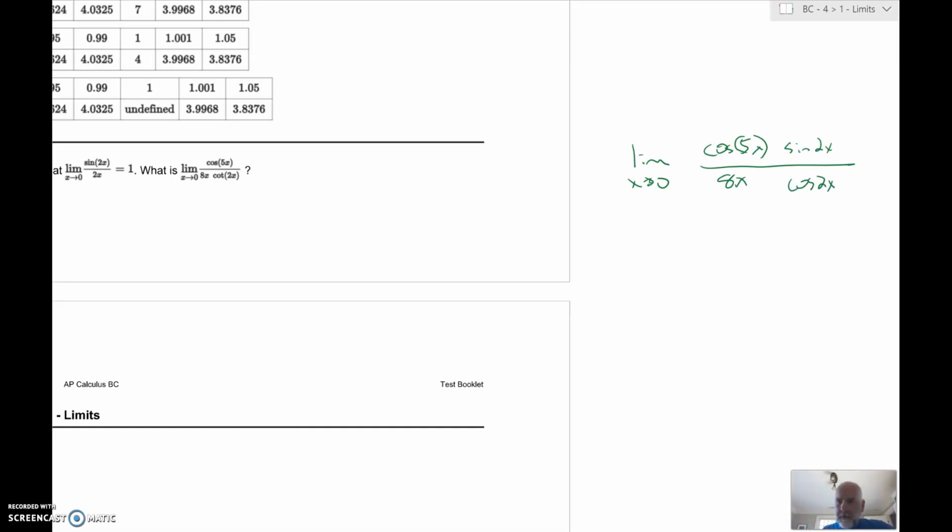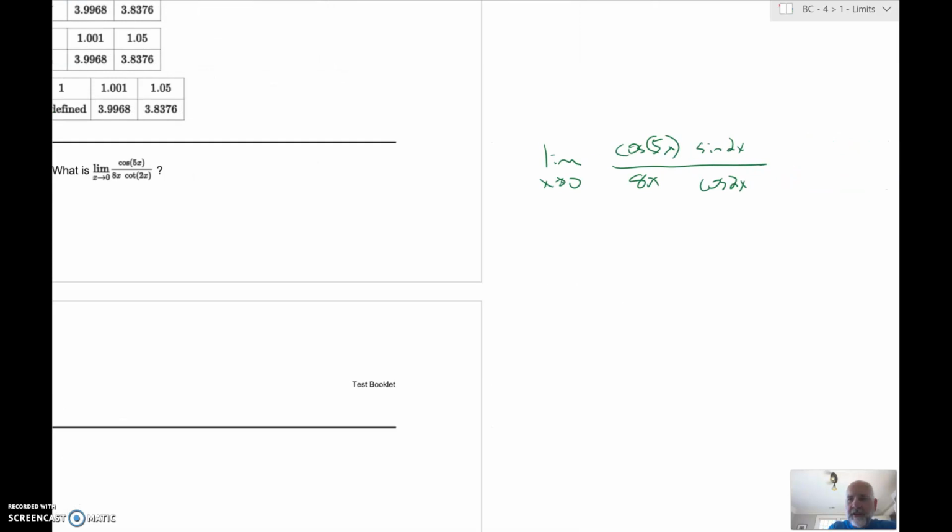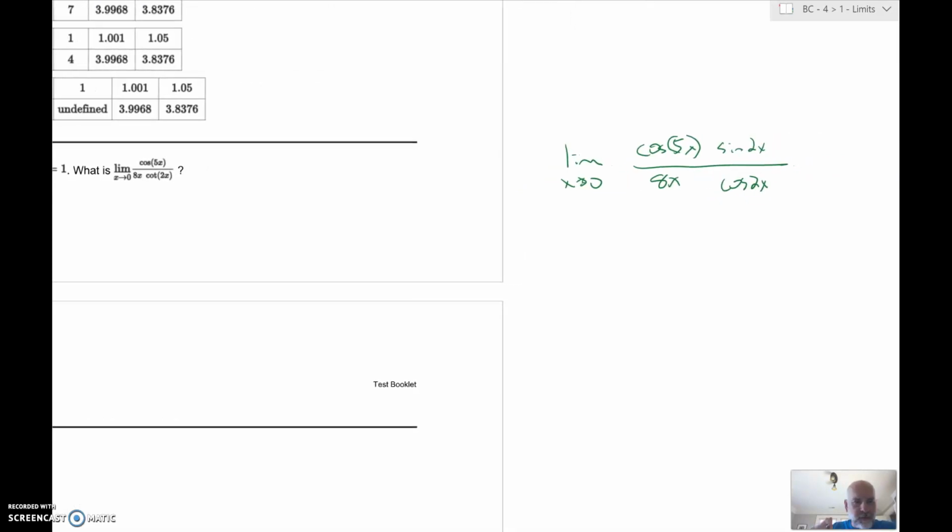As x approaches 0, just doing a quick double check. Looks good. Now we know that as x approaches 0, sine 2x over 2x is equal to 1. So here's what I'm going to do. I'm going to write the limit as x approaches 0 of sine 2x over 2x. I take this 8x and pull off 2x of it, and that would leave me a 1/4 left over. And then I still have cosine of 5x over cosine of 2x. We know that the limit of this is 1.